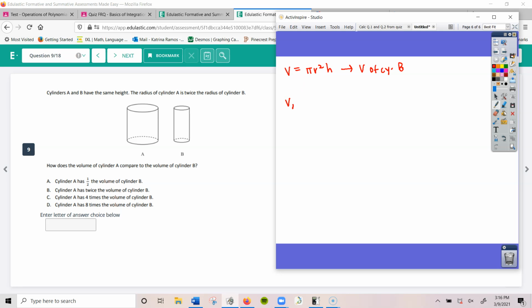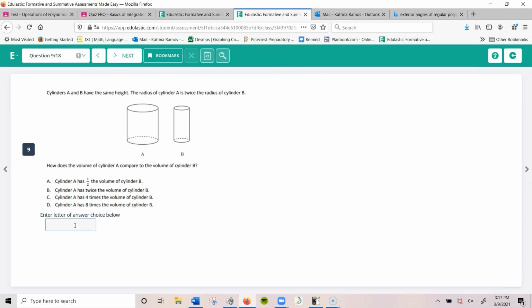Now to figure out how it compares, the volume of cylinder A has twice the radius. So the volume of cylinder A is going to equal pi times double the radius, so 2r squared times the height. We apply the exponent to both the 2 and the r, and that gives us pi times 4r squared times the height, which you can rewrite as 4 pi r squared height. So this is the same as this, but the volume of cylinder A is multiplied by 4. So it is 4 times the volume of cylinder B. So the correct answer here would be C.